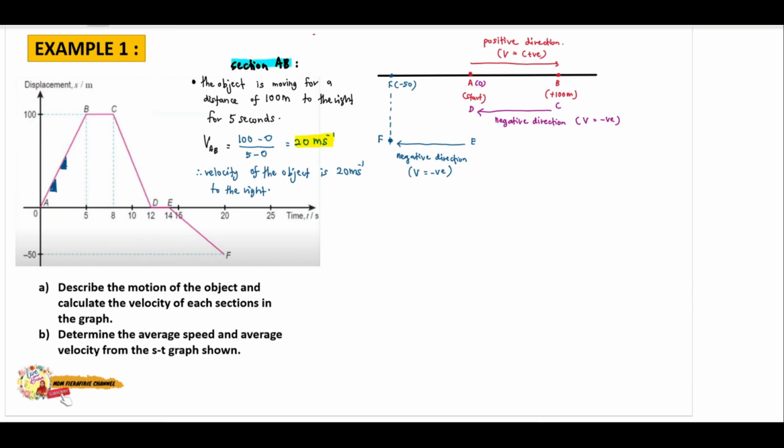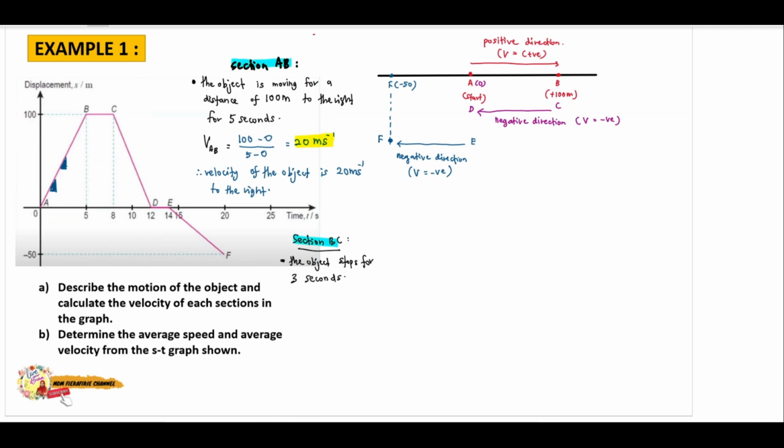So now let's move to the next section. Let's say we put section BC. So this is very easy since section BC, the object is not moving. Awak describe lah kan, awak tulis dekat situ. The object is stop ataupun stationary. Bolehlah mana-mana. The object stops for 3 seconds contohnya. Okay, minta maaf lah tulisan saya buruk ni.